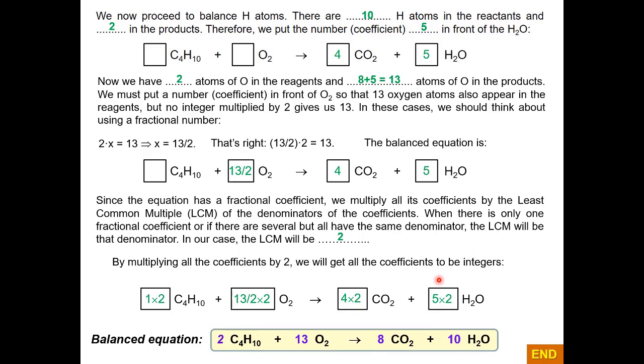Now we have obtained the balanced equation. 8 carbon atoms in the reagents and 8 carbon atoms in the products. 20 hydrogen atoms in the reagents and 20 hydrogen atoms in the products, and 26 oxygen atoms in the reactants, and 16 oxygen atoms plus 10 oxygen atoms equals 26 oxygen atoms in the products. So we can say that this equation is balanced.